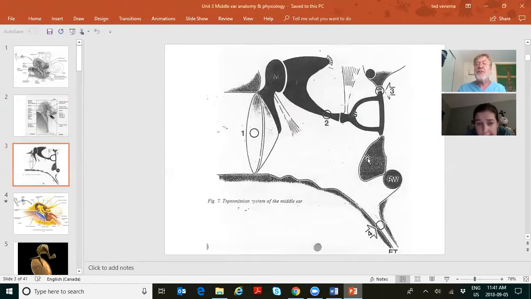Good. Here's a schematic of all of it. Here's your eardrum, malleus, incus, stapes. Here they're showing a ligament holding this part of the incus in place. Here's the tensor tympani muscle, and here's the stapedius muscle. So the malleus, incus, and stapes are held in place by ligaments, and there's two muscles that can pull on those bones. The muscles pulling on those bones is called the acoustic reflex.